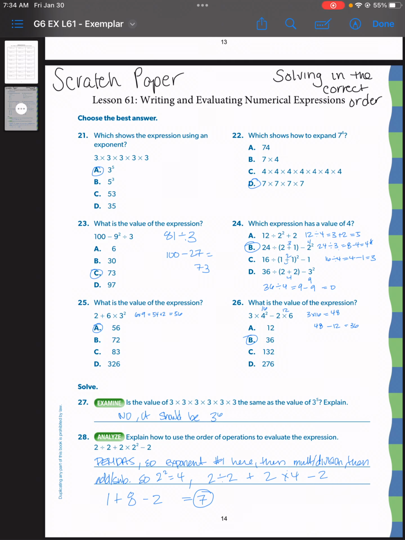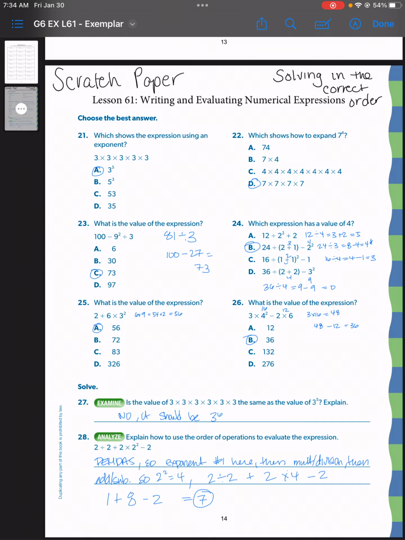This video is to support you with facilitating lessons 61 through 63 of the 6th grade Excel curriculum. In lesson 61, students are jumping into additional practice with writing and evaluating numerical expressions. In this lesson, there aren't examples for you to guide students through. They are jumping right into practice.